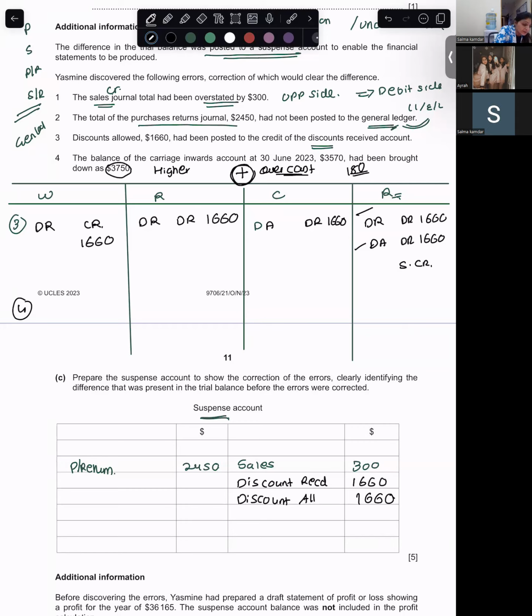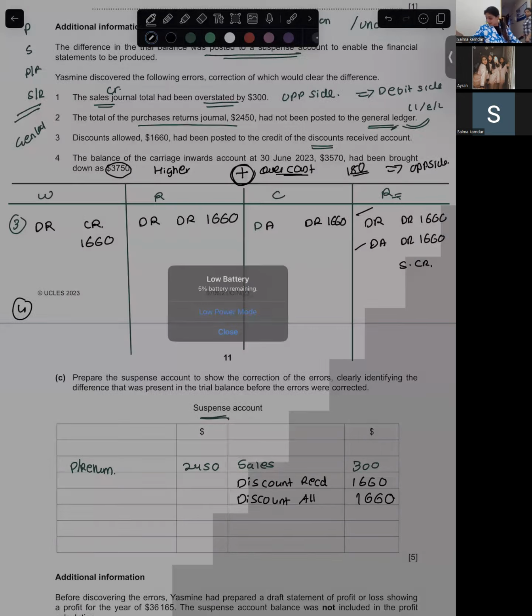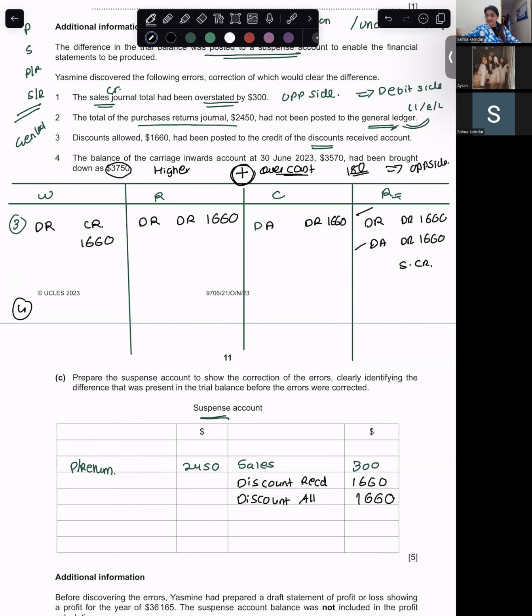So now what will you do? Overcast. That means you will write it on which side? Opposite side. The opposite side would be credit. Very good. So what would be the journal entry for this? Suspense debit 180 and carriage inwards credit 180. So suspense debit and carriage inward credit. So on the debit of suspense, you will write 180.